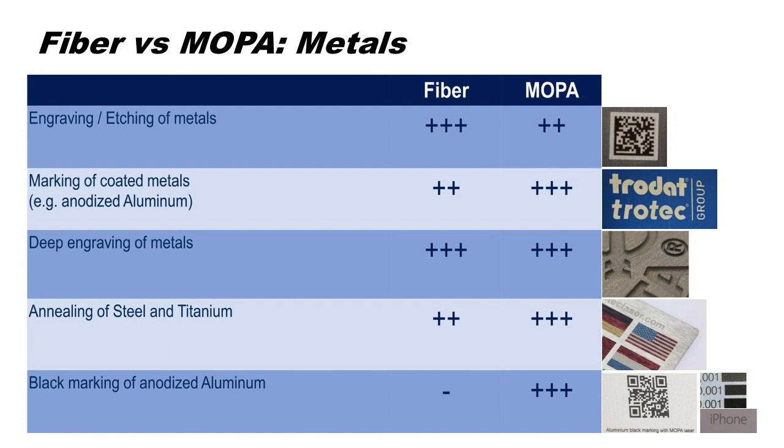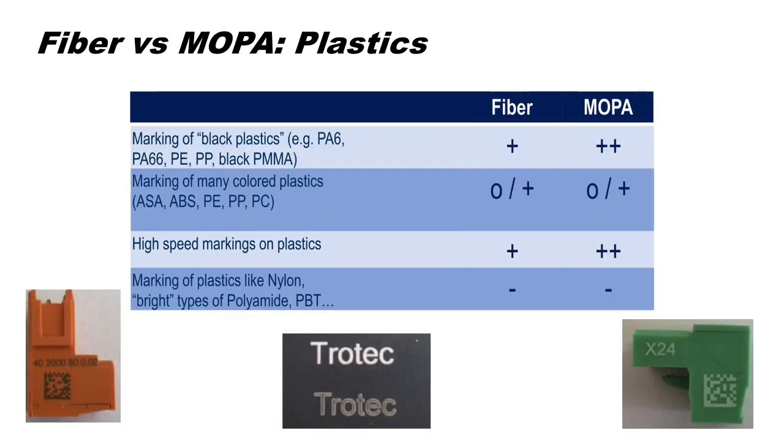Now, annealing onto steel and titanium, a fiber laser does okay. However, the MOPA laser gives you far more ability and control when it comes to color and operation in that process. Black marking of anodization cannot be done at all with a fiber laser, whereas with the control of the MOPA laser, this can be done. On plastics, fiber versus MOPA: marking on plastics with a MOPA produces a better result. We get better quality, more contrast. Certain colors of plastic are going to give you a brighter response. It's also a higher speed marking on plastics.